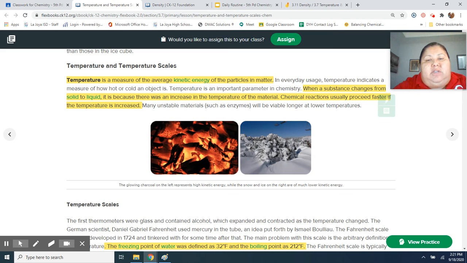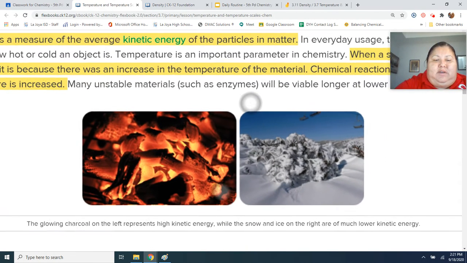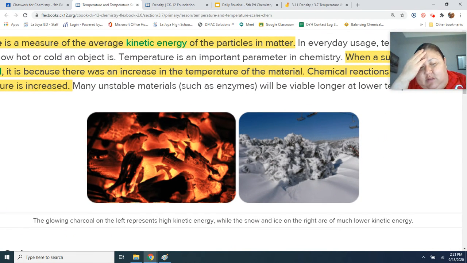You have to remember that temperature is an important parameter in chemistry. Why? When a substance changes from a solid to a liquid, it's probably because the temperature of the material has increased. Also, temperature and heat can make chemical reactions process faster. Okay, and this is because we're adding more heat to the reaction. Here you have some examples. You have a barbecue going. Obviously, you need to burn some wood. That is an example of high kinetic energy.